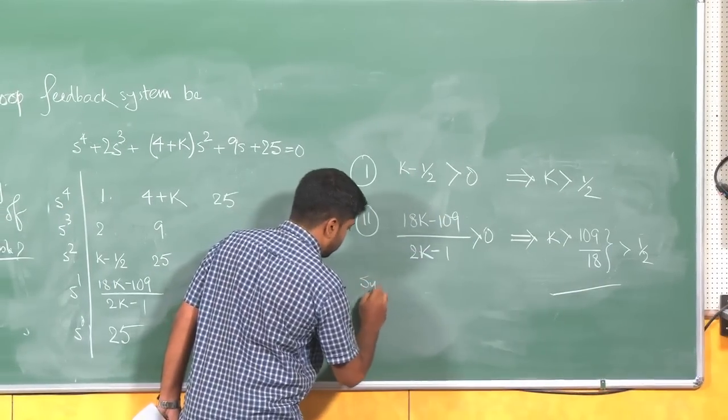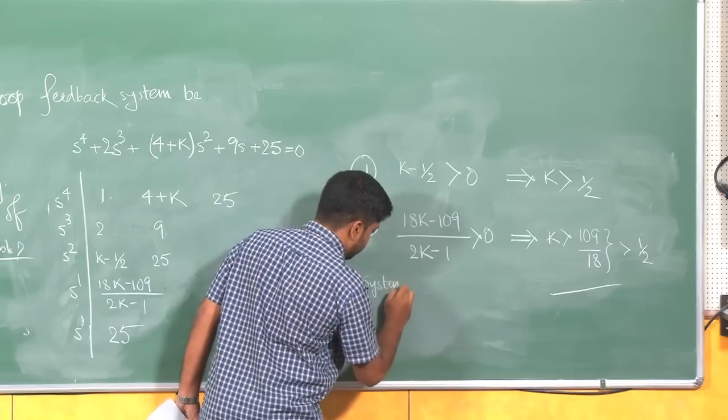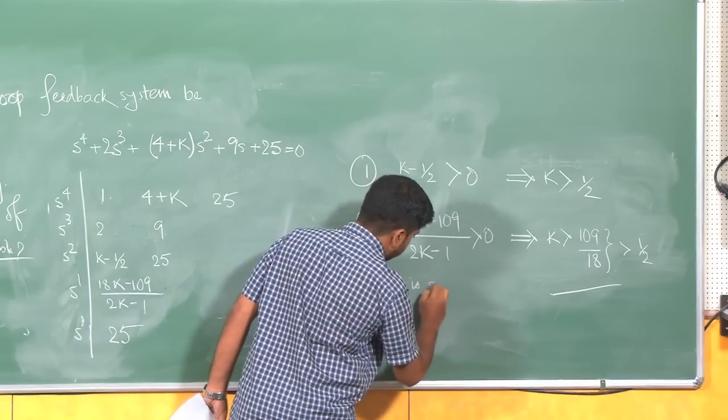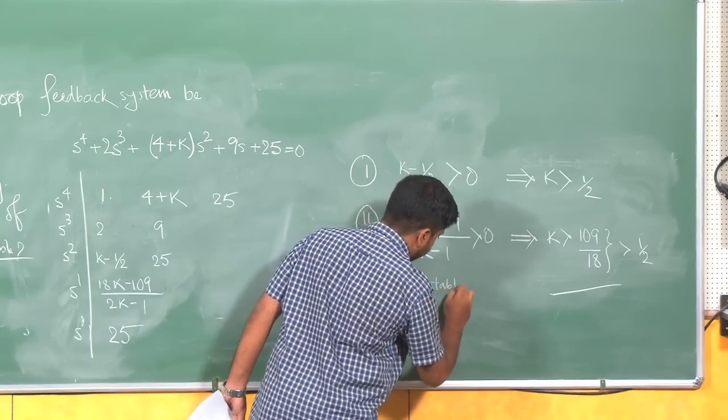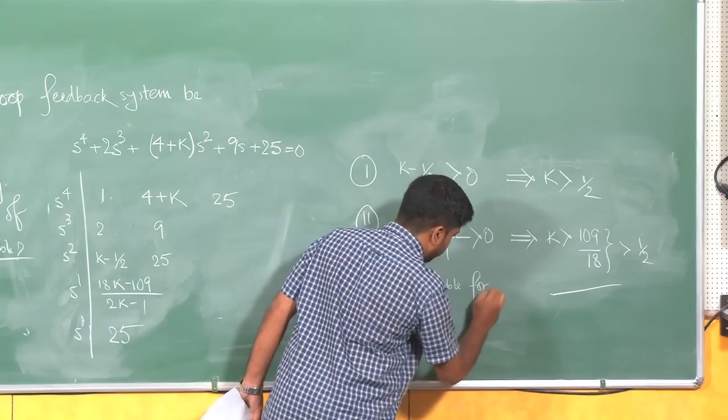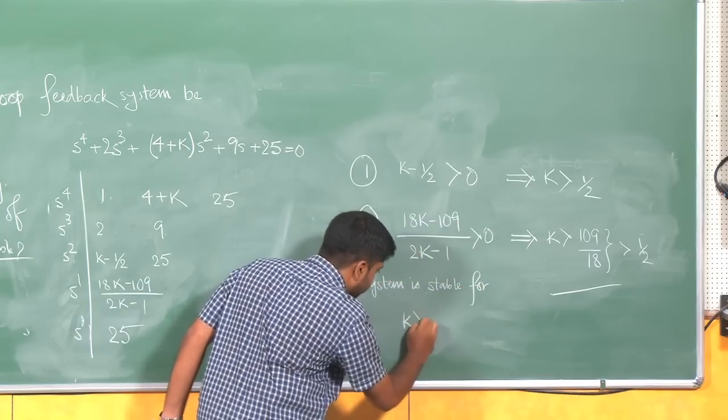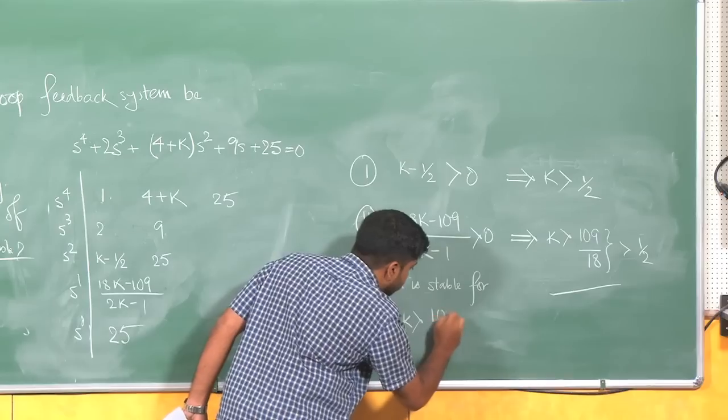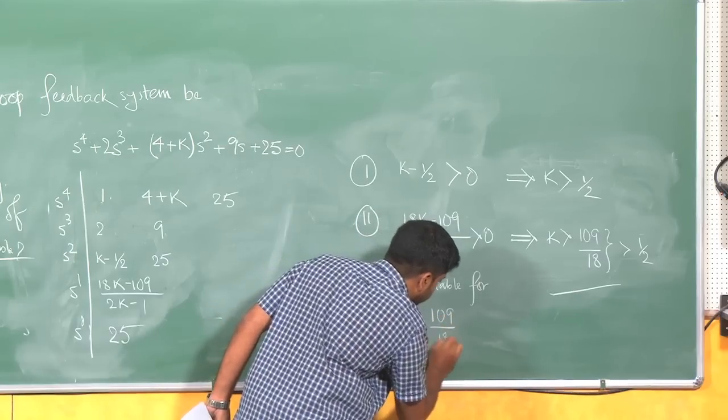So, the system is stable for k greater than 109 by 18.